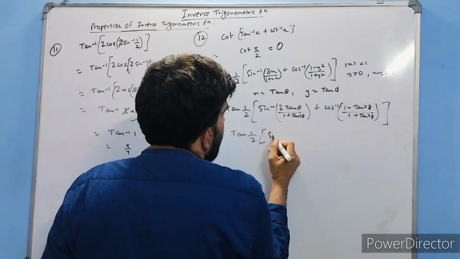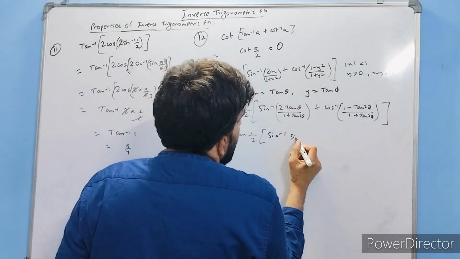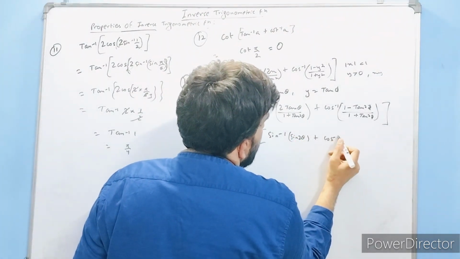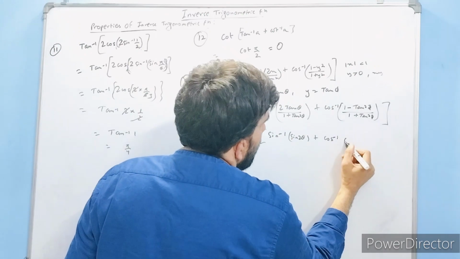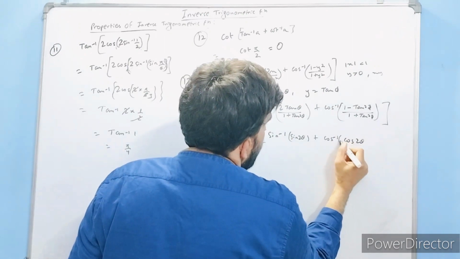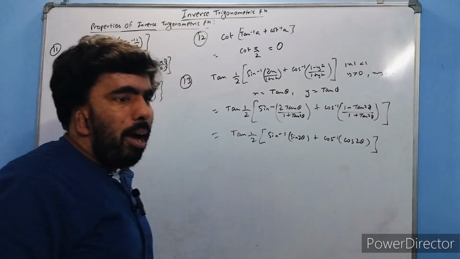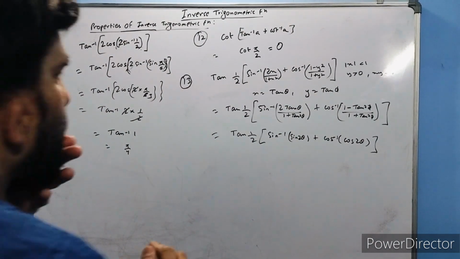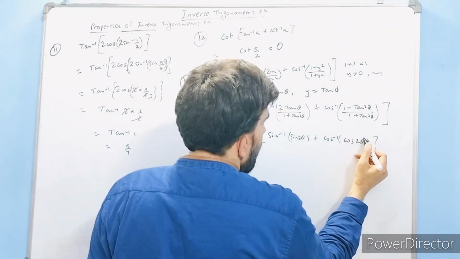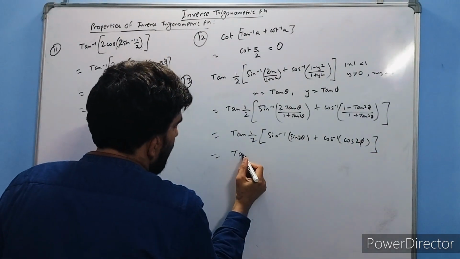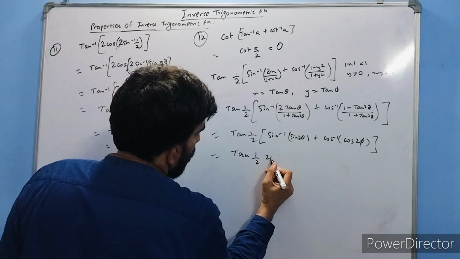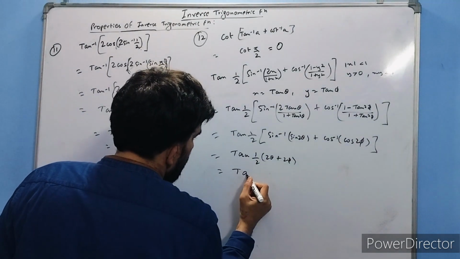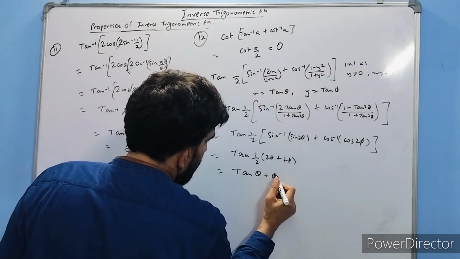So I can write it here, sin 2 theta, plus we have cos inverse. So we'll have this cos 2 theta here. Now we have this. So what we can take here is phi. So it will be tan half of 2 theta plus 2 phi. So we have tan of theta plus phi.